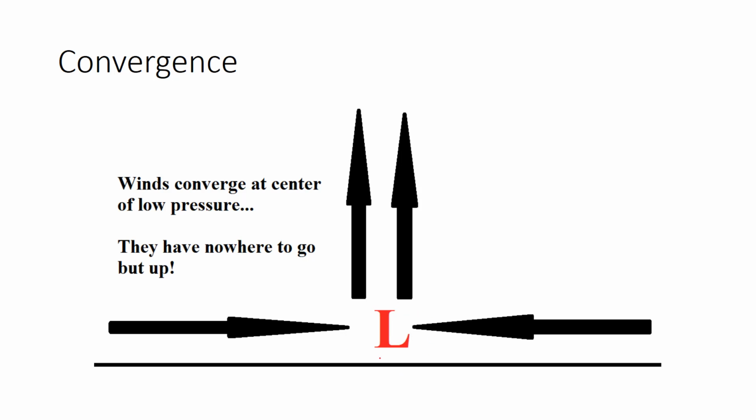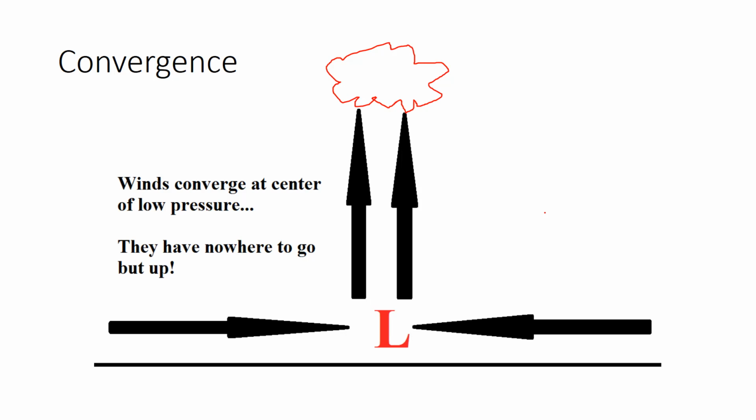And so wind converges at low pressure. That air then is forced to rise. And then guess what? As it rises, it expands, cools, and condenses. Yay! And then as it expands, cools, and condenses, guess what we get right here? We get clouds. Yes! Well done. So we get clouds.